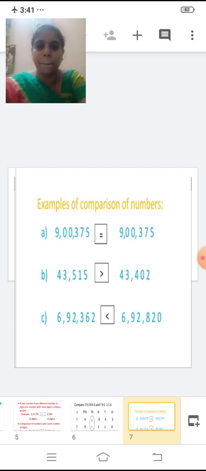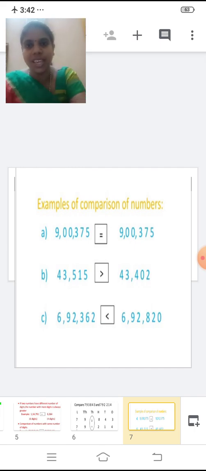Now what to do? Compare the hundreds place now. In the first number we have 5 in the hundreds place. In the second number we have 4 in the hundreds place. Since 5 is greater than 4, right? Yes. So since 5 is greater than 4, 43,515 is greater than 43,402.